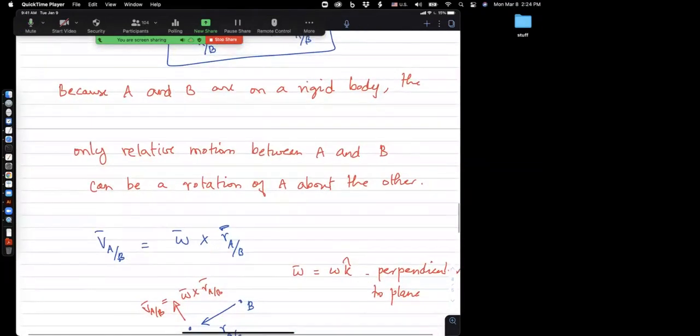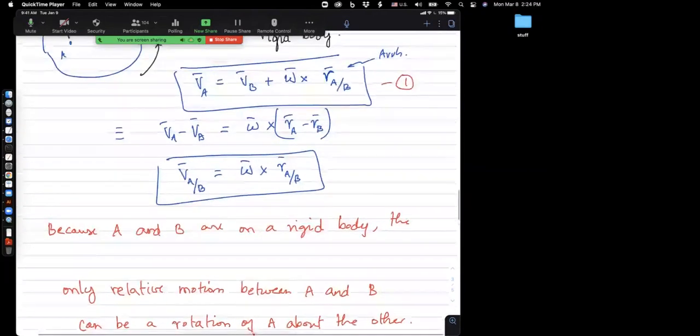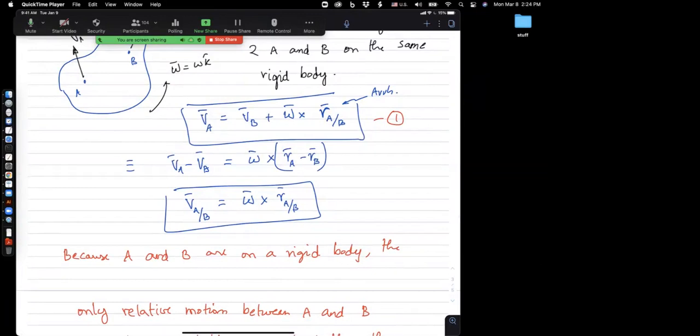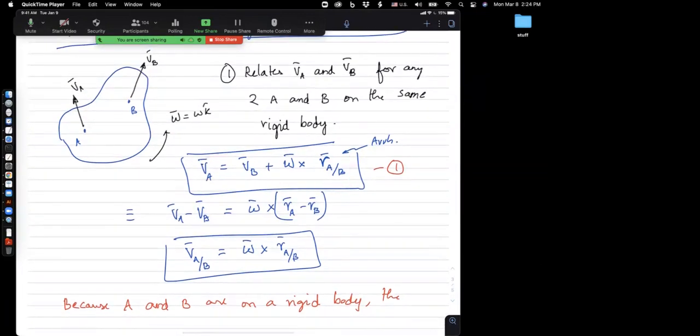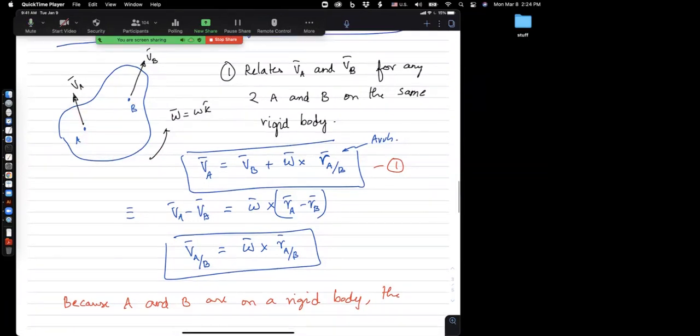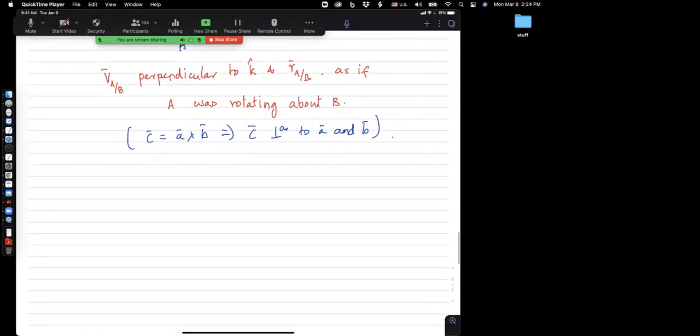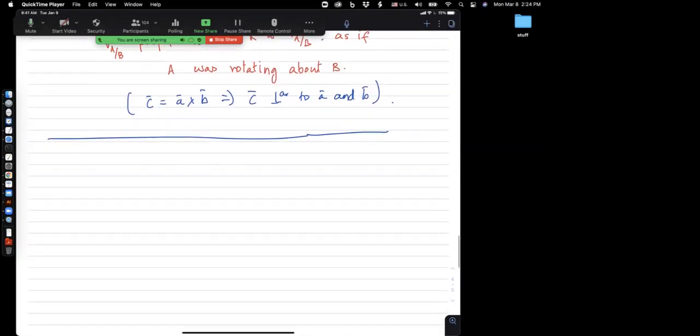Well, it's good to remember this sort of intuition about what this relative velocity means, but ultimately, all that matters for the homework problems and the exam problems is this formula, which tells you, if you know the velocity of B and you know the angular velocity, you can compute the velocity of A, or vice versa. The velocity of A is just the velocity of B plus this term, which tells us, relative to B, how A is rotating. Okay, that's the meaning of that. So that's the end of that relationship. We'll use this in a problem in a minute.